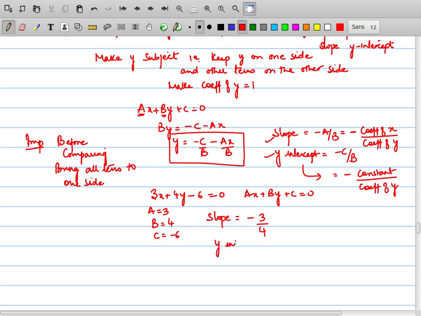Similarly, what would be the y-intercept of your line? Minus c by b. C was your constant part, minus 6, and the coefficient of y was 4. Minus of minus 6 upon 4, so your y-intercept is 6 upon 4, which is 3 upon 2. You don't have to do anything. You just have to remember that in the general equation of a line, minus times coefficient of x upon coefficient of y gives you the slope, and minus times the constant part upon the coefficient of y gives you the y-intercept. This becomes an oral question then. You don't have to do this process. This was your first part.